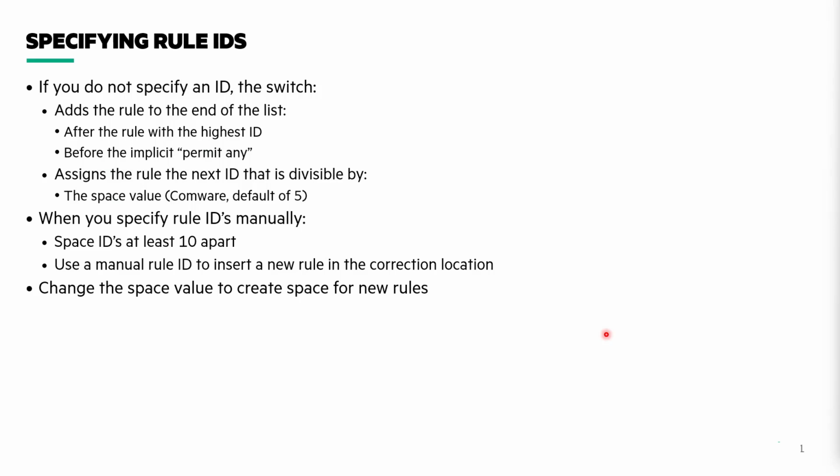So when you create an access control list, it will be assigned an ID. By default, the spacing is 5, so the rule IDs will start from 5, then 10, 15, 20. Every time you add a statement inside the access control list, it will be implicitly assigned a number. You can change that. You can change the step or the jump or the space, and space it out like 10, for example.